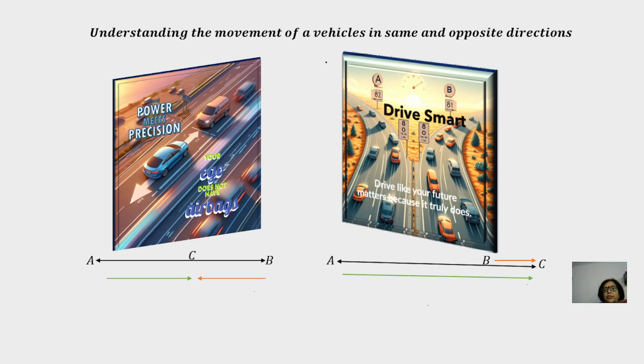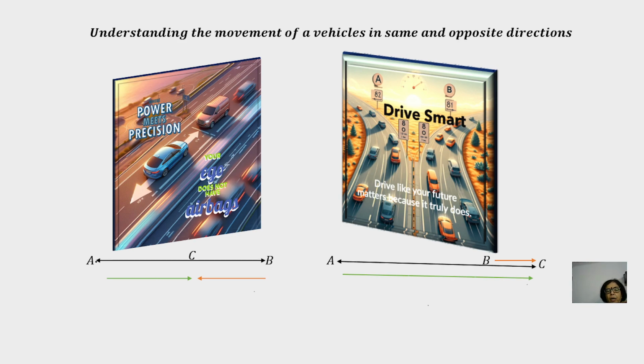Now moving on to the next type of questions. Here we have questions pertaining to movement of vehicles in same and opposite directions. So here we have, in the first case, two cars moving in opposite direction. And here we have two cars moving in the same direction. Now, the important thing is we will be discussing questions where the cars are starting simultaneously from 2 points. In the first case, they are moving in the opposite direction. And in the second case, they are moving in the same direction. So how do we frame the equation?